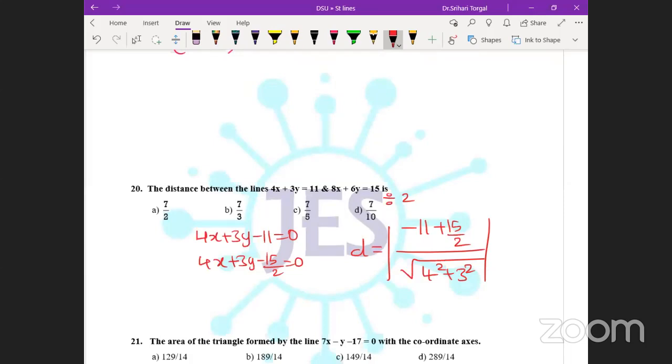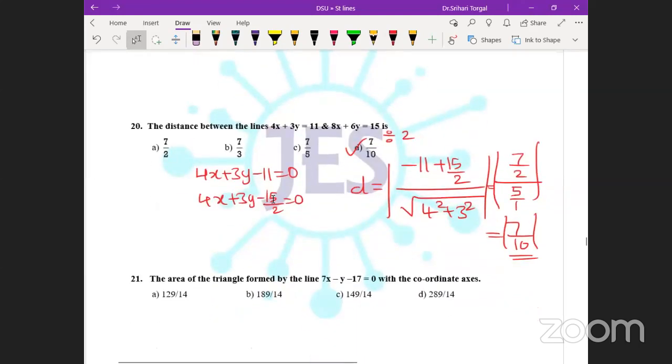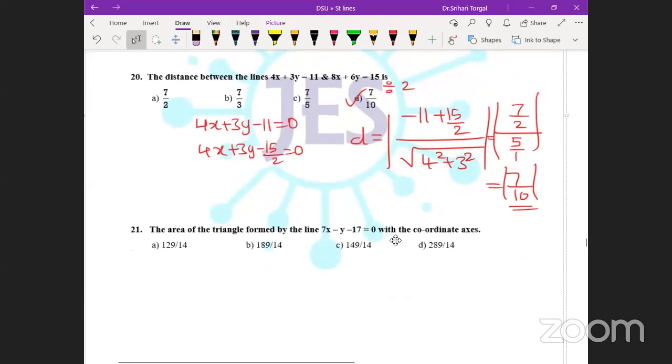Minus 22 plus 15 is 7 by 2. It is 5 by 1. 7 by 10. Answer, option D. Okay. Now, let's move on to the next problem. Question number 21.